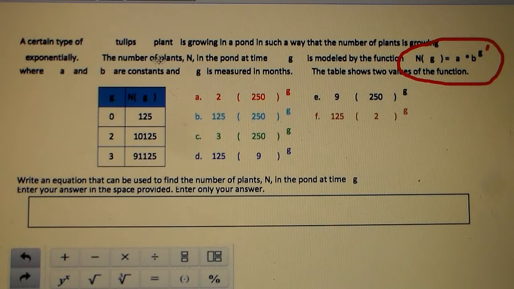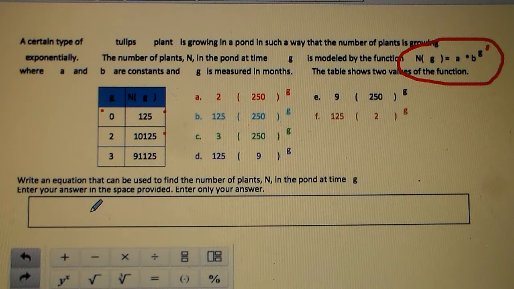Where a and b are constants and g is measured in months. The table shows two values of the function. So you have a table here. I'll give it 3 values of the function, but the first 2 is all you really need. When g is 0, so when that power is 0, your outcome is 125.